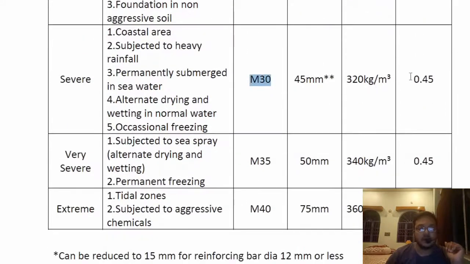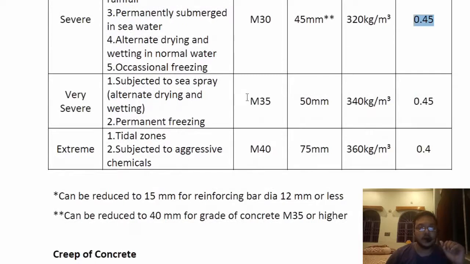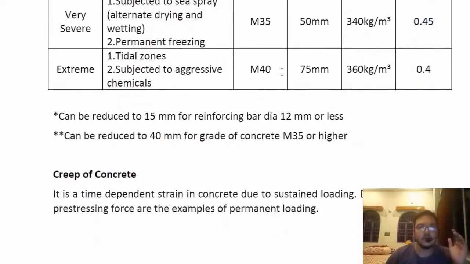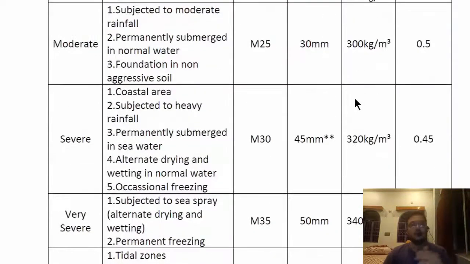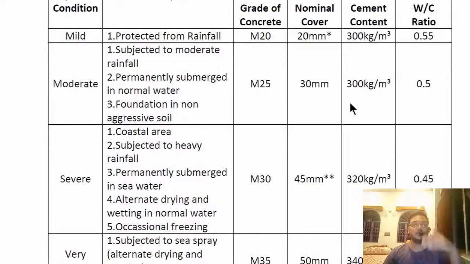If it is M30, the water to cement ratio is again 0.45, it is somewhat decreased more. Again, if I am increasing the grade of concrete to M35, it is 0.45, it remains the same, but in case of M40, it again reduces to 0.4. So you can see one trend is getting developed, that with the increase of grade of concrete, the water to cement ratio is actually reducing.